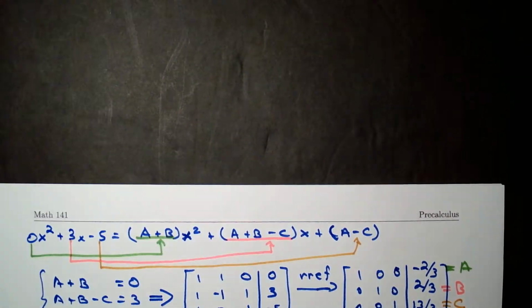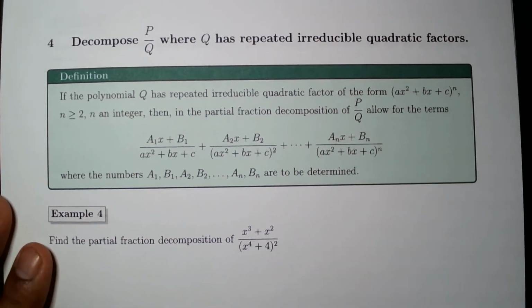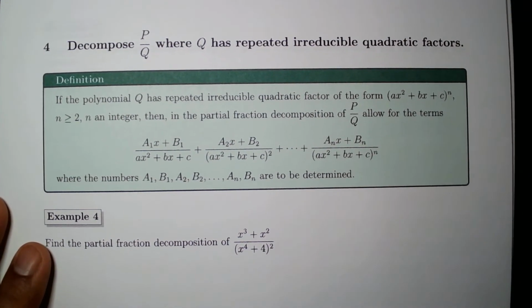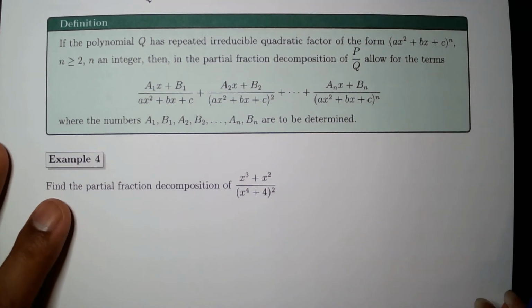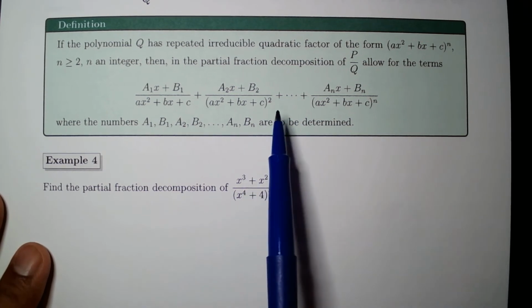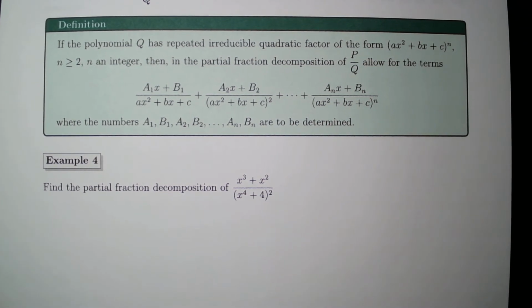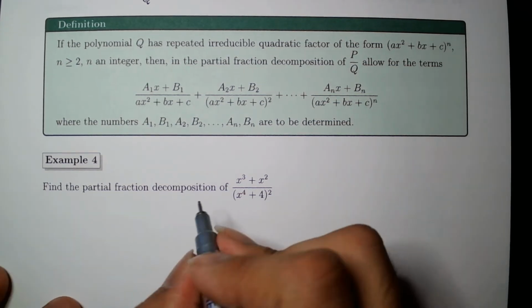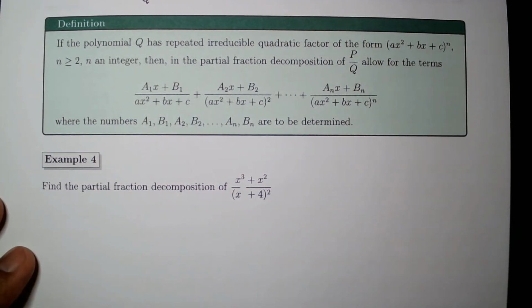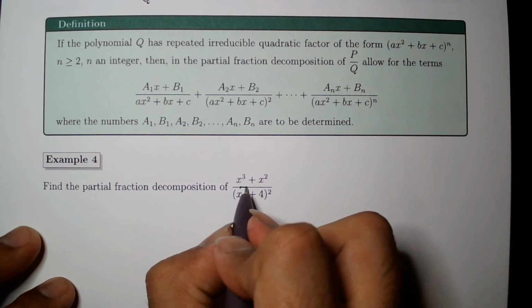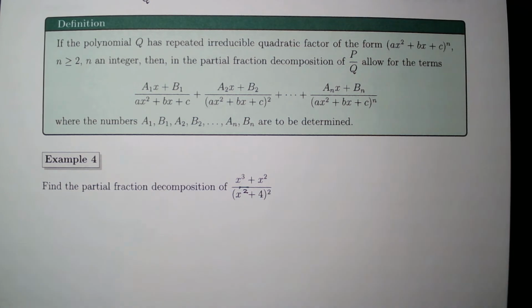Let's do the last case, case 4. Case 4 is the one in which the denominator has repeated irreducible quadratic factors. So how do we deal with them? Just like we did with the linear factor, we put all the powers the same way. By the way, this one should not be a 4, it should be a 2. Otherwise, it's going to be a huge disaster here. That should be squared. All right.